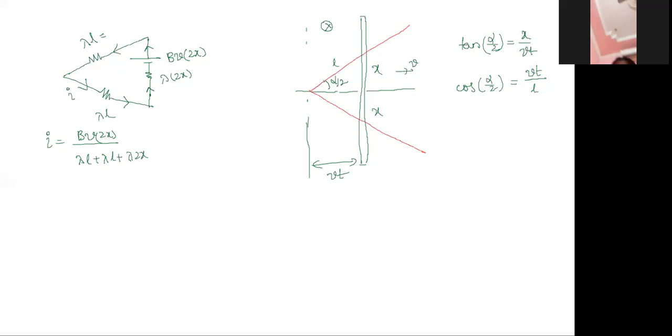So VP is greater than VQ. Both are negative. AP is equal to R. AQ is equal to root 3R. VP is greater than VQ.